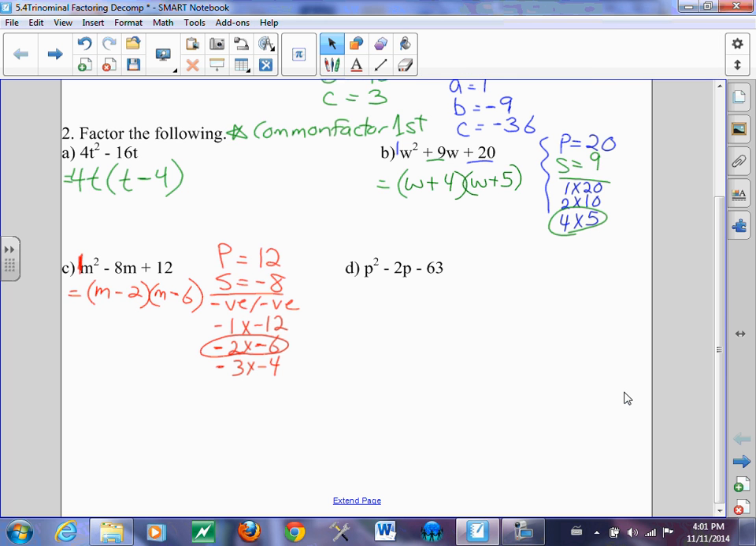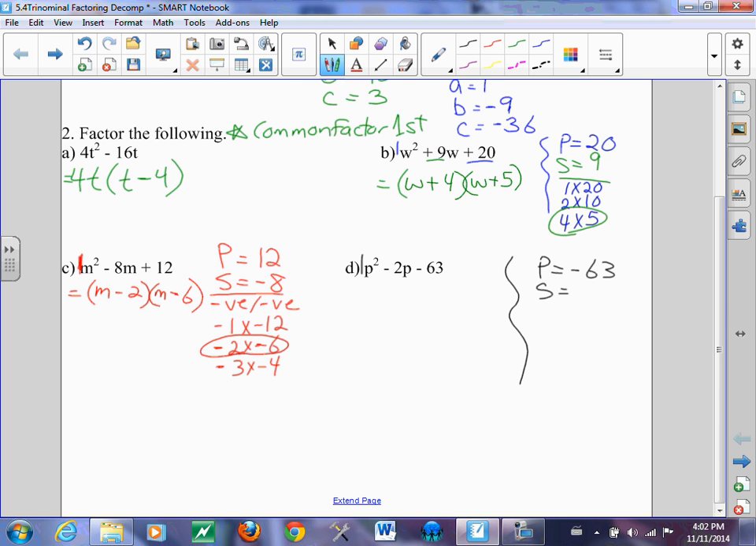Okay? All right, last one, ladies and gentlemen. Can we common factor out? No, a is 1, so that's a key to remember that we can't common factor here. So we're going to take a look at our product and sum. It's a trinomial. So product is going to equal negative 63, and our sum equals negative 2. Folks, you should note that if your product is negative, that means you must have one negative and one positive. Those are my short forms.